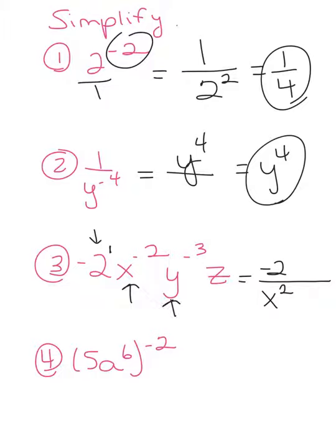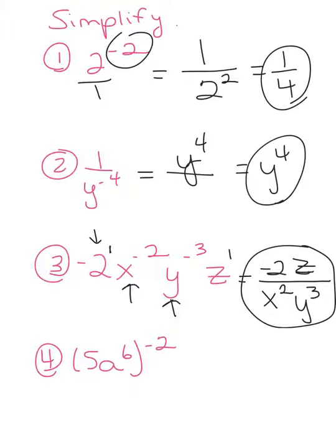Y to the negative 3, same thing, it's a numerator, crosses the dividing line to the denominator, and becomes a positive. Now the z is really z to the first, even though we don't write it. That z is a positive 1, so that's fine where it is. So there's my final answer. Negative 2z over x squared y cubed.